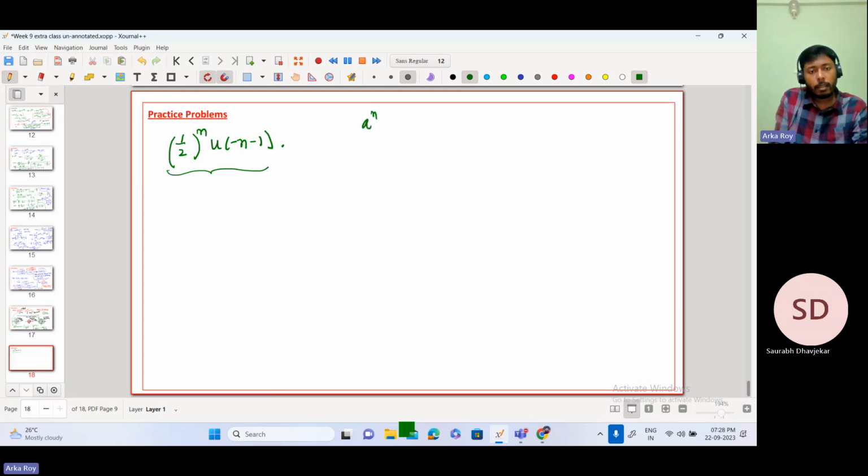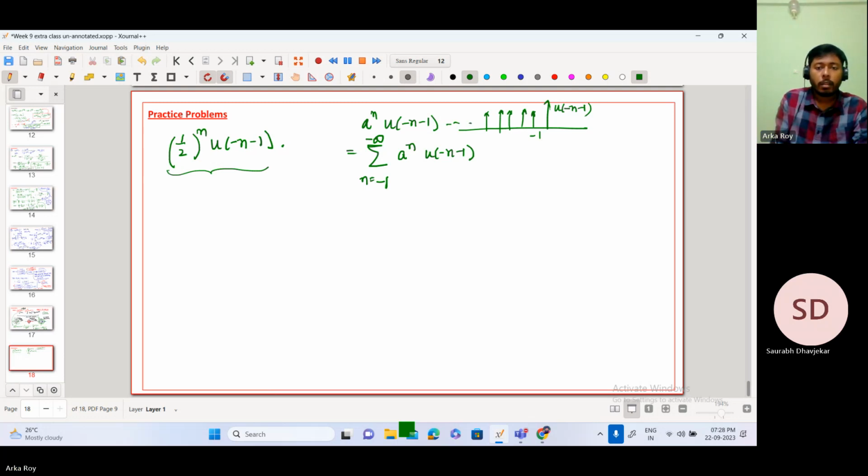So a to the power n u of minus n minus 1. If I just take the z transform, the z transform equation will be a to the power n u of minus n minus 1, and the signal is residing from minus 1 to minus infinity. It is readily observable that your signal is like this. U of minus n minus 1 starts from minus 1 and goes to minus infinity. So the range will also be the same, minus 1 to minus infinity.